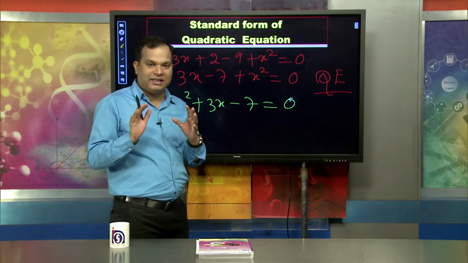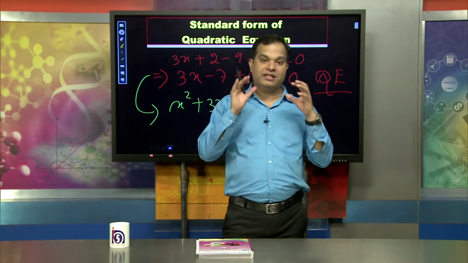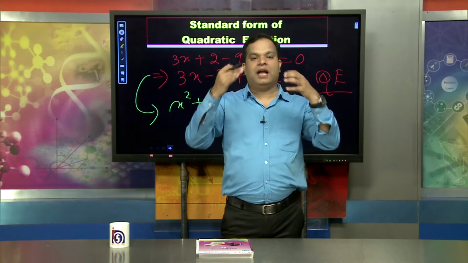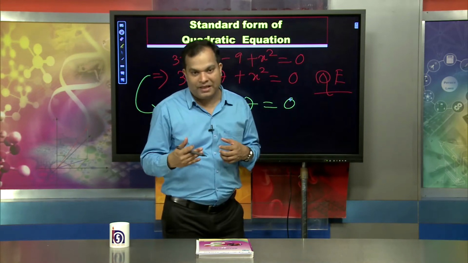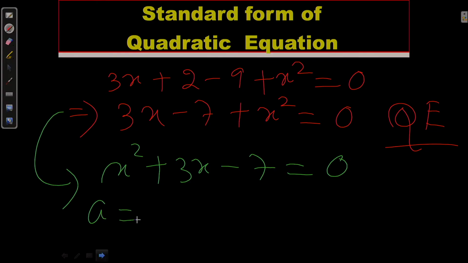That is the very important thing. Always we try to write the quadratic equation in its standard format, so that it will be easy to identify the coefficient of x square, that is a. Here a equal to 1, because the coefficient of x square is 1 here, and b equal to 3.